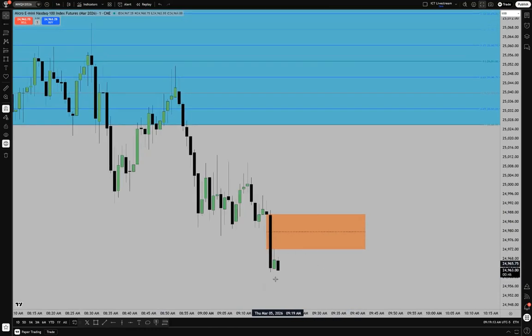So now all I'm looking for is I want to see price go up in the upper half, come back in, anywhere from consequent encroachment to the high of it, I'll go long. And I'm looking for about $75. This is another example using one micro contract.